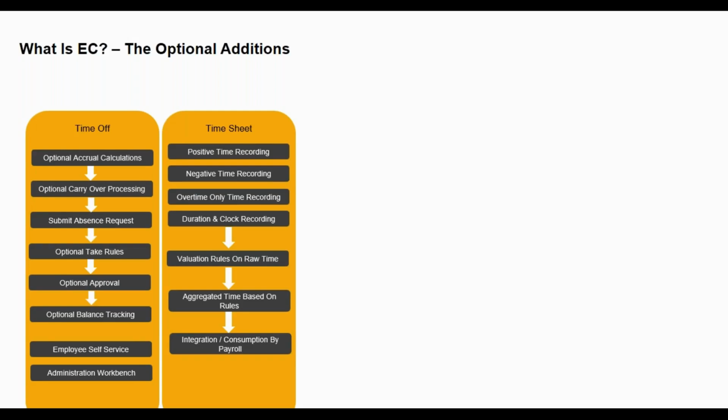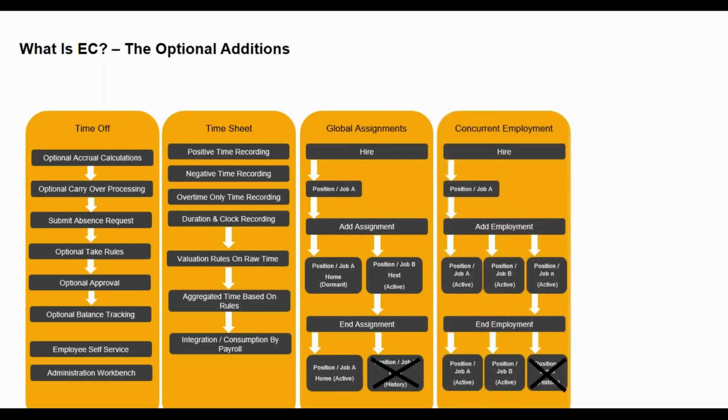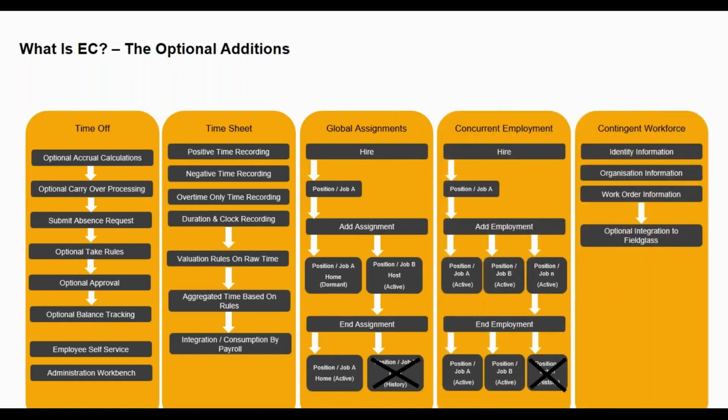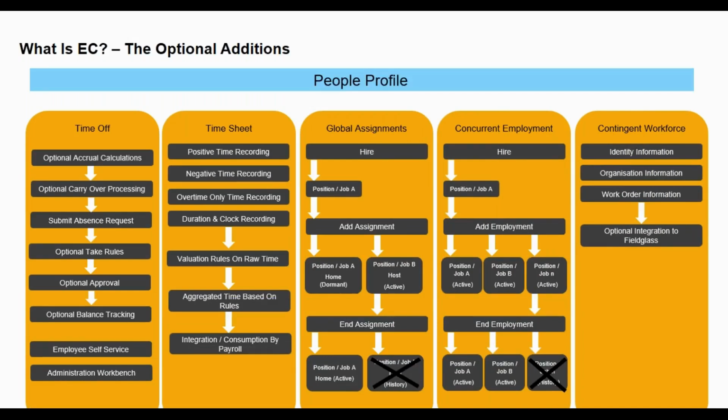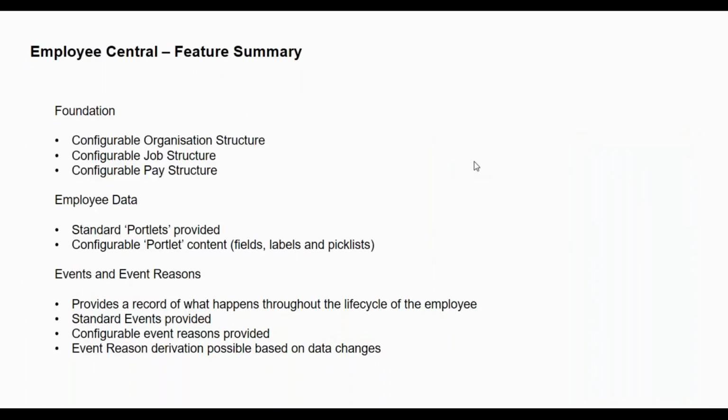Customer may or may not be required these modules to be implemented. Now, if they want to have, you can go and configure time off and timesheet, global assignment, concurrent employment, or contingent workforce. All of these things are additional options. If customer want to have, you'll have to configure them in the system. These can also be part of your people profile. In short, foundation object is all about your org structure, job structure, and pay structure.